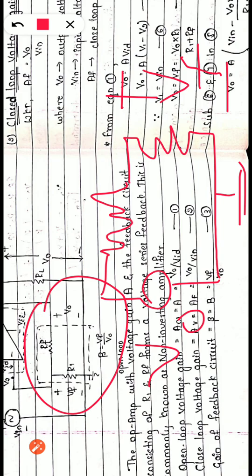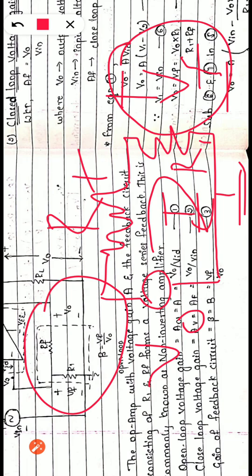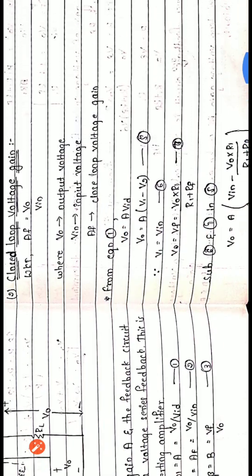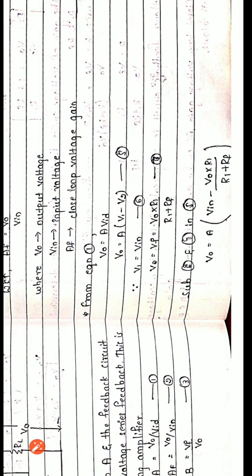So here, if I is the current flowing through this, now applying the KVL, this is RF and this is R1. If I apply the KVL and simplify this, we will get Vf equals V0 into R1 divided by R1 plus RF, if I replace I by the equation. So that's why it is written here, Vf is directly equal to V0 into R1 divided by R1 plus RF, a voltage divider circuit, if you remember that.